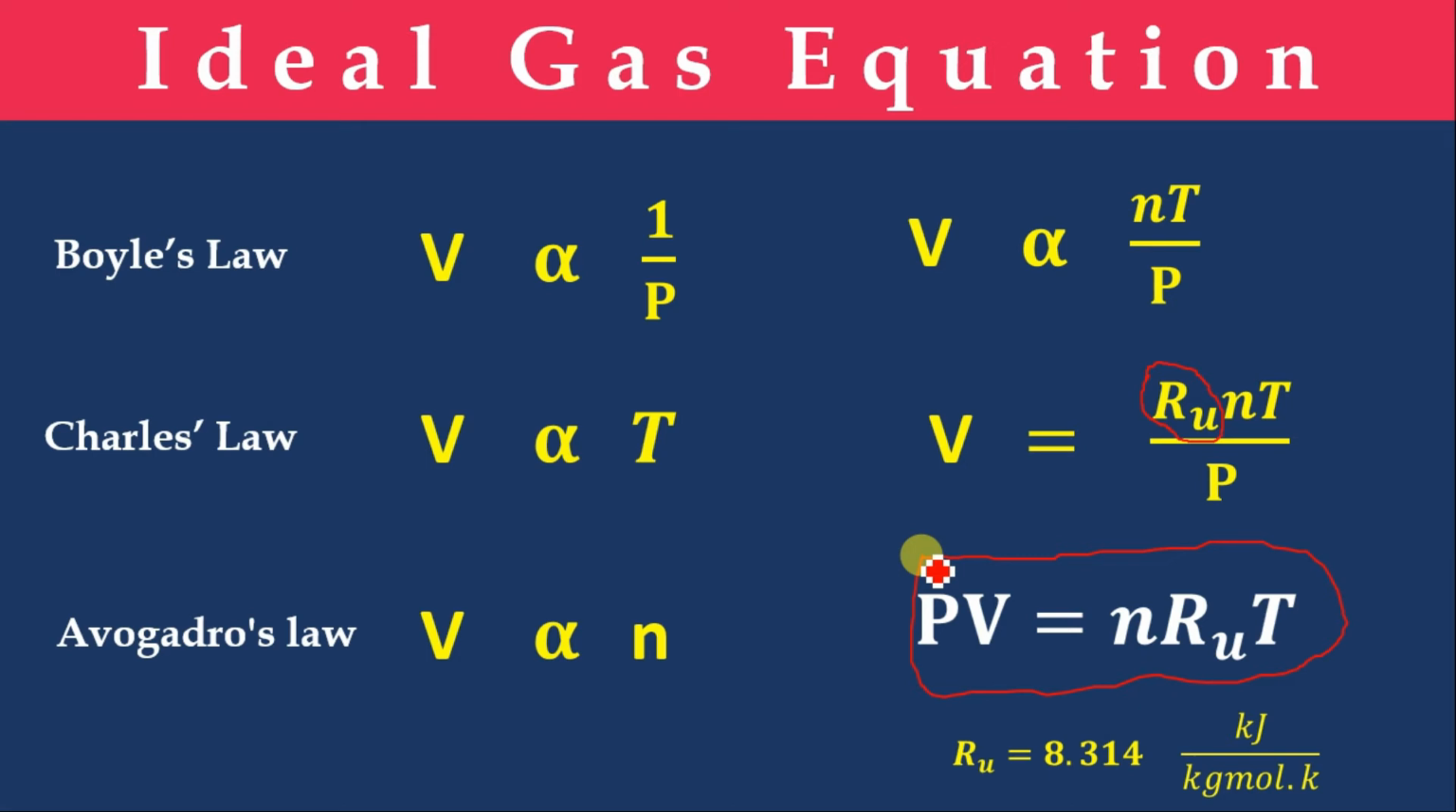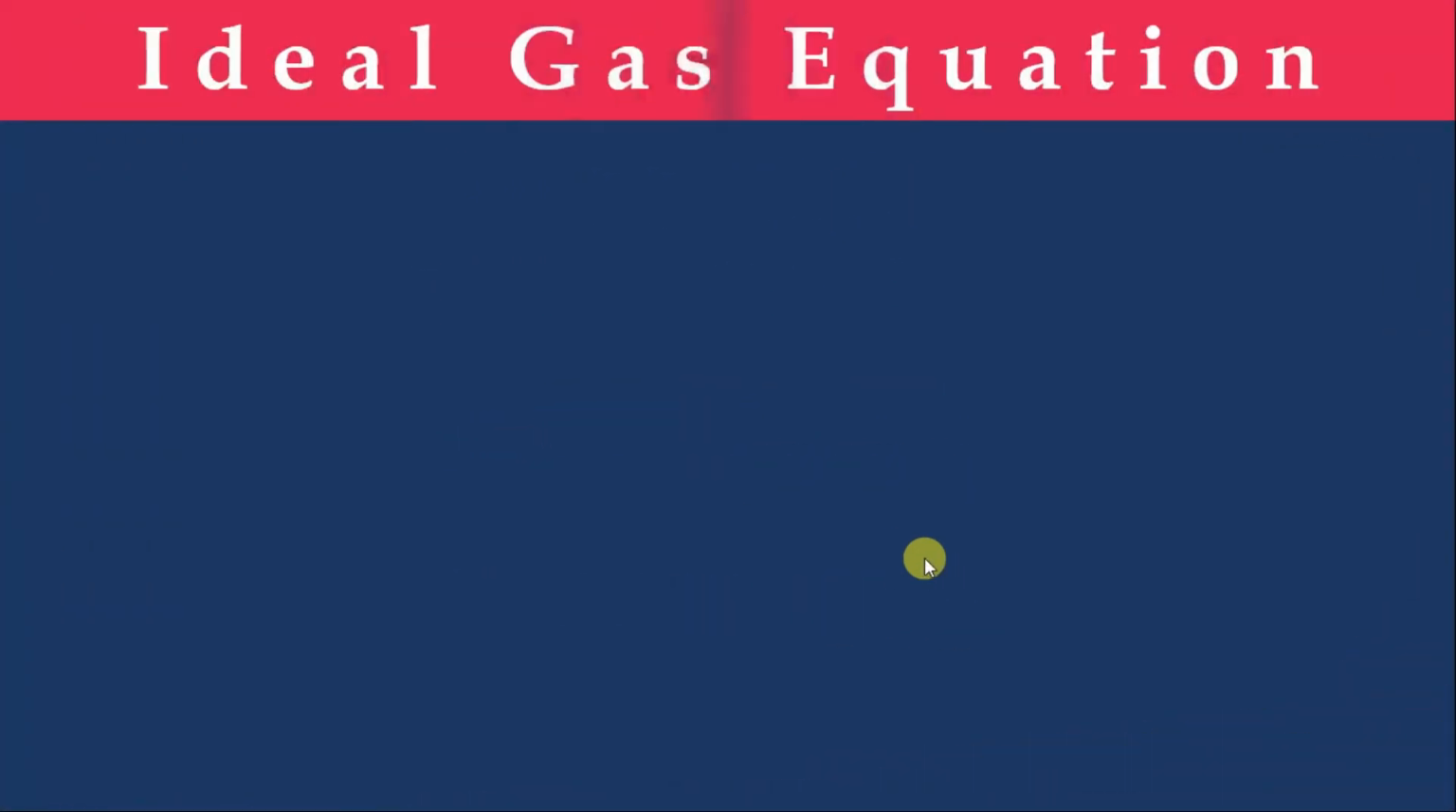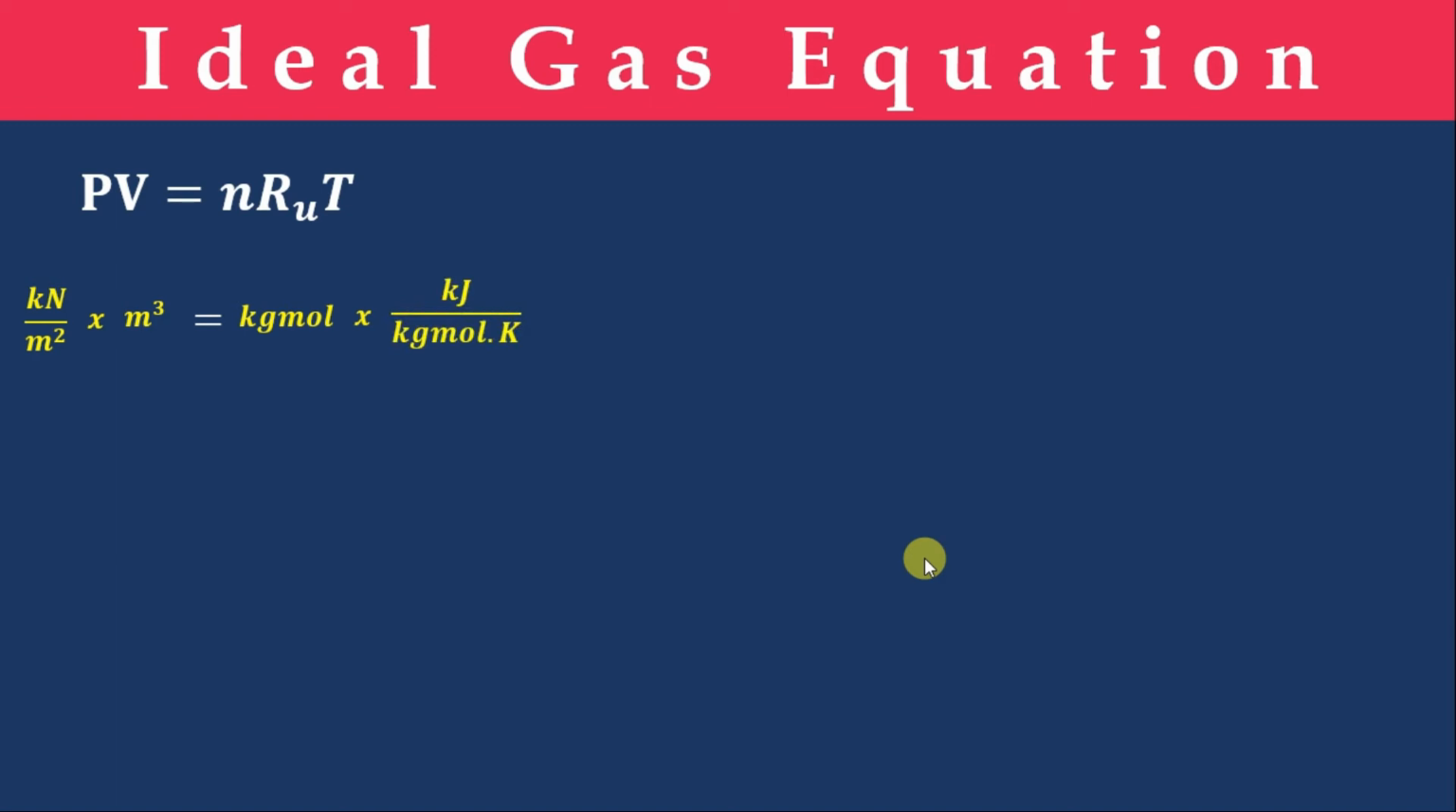Now we will discuss unit conversion of the ideal gas equation. First one we are going to take is PV is equal to N Ru T. The unit for pressure is kilonewton per meter square. Unit for volume is meter cube, and the unit for number of molecules is kg mole. Unit for universal gas constant is kilojoule per kg mole Kelvin and temperature is Kelvin.